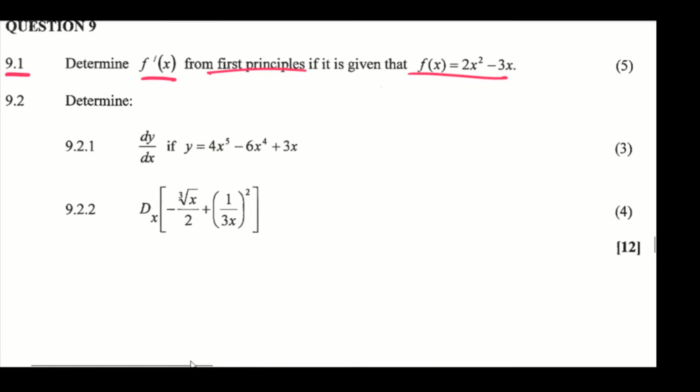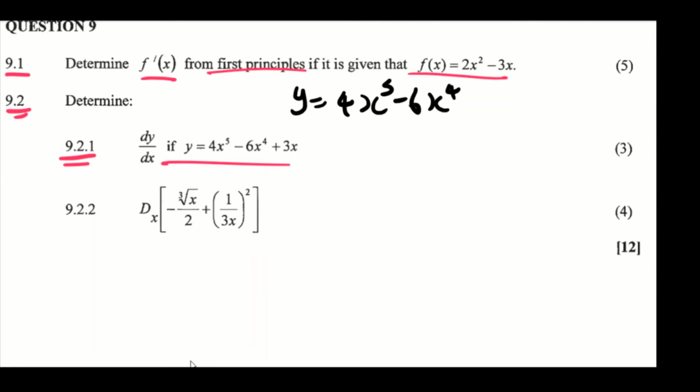So 9.2, we are asked in 9.2.1 to find the derivative of this. So you have y equals 4x to the power 5 minus 6x to the power 4 plus 3x. So this is pretty simple.